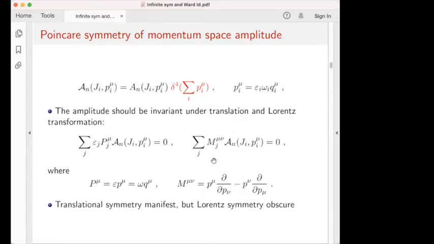But for Lorentz transformation, we have the Lorentz generator M mu nu. In momentum space, it's given by p mu times the derivative with respect to p nu, and we need to take the anti-symmetrization of the mu and nu indices. This Lorentz generator will also act on this amplitude, and the invariance means that this is 0. A priori, it's not obvious whether this is indeed 0 or not. So for this structure, we have manifest translational symmetry, but the Lorentz symmetry is obscure.